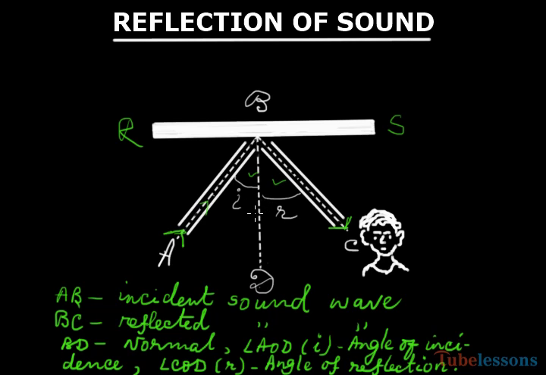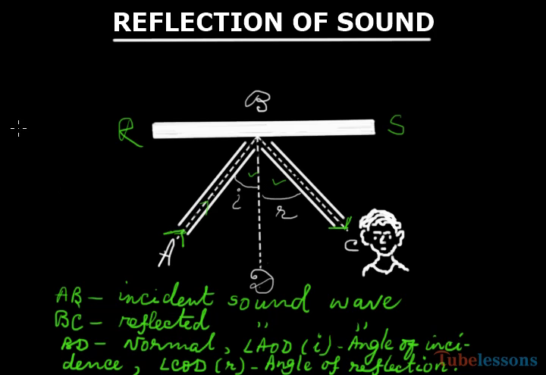So what is reflection of sound? What is the definition of reflection of sound? Traveling through a medium, when a sound wave is incident on the surface of a second large medium like a wall, mountain, etc., then the sound wave returns back in the first medium again after being obstructed by the second medium. The phenomenon is called reflection of sound.